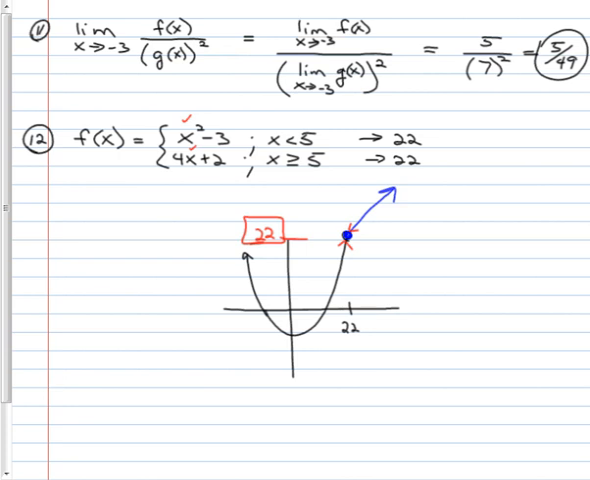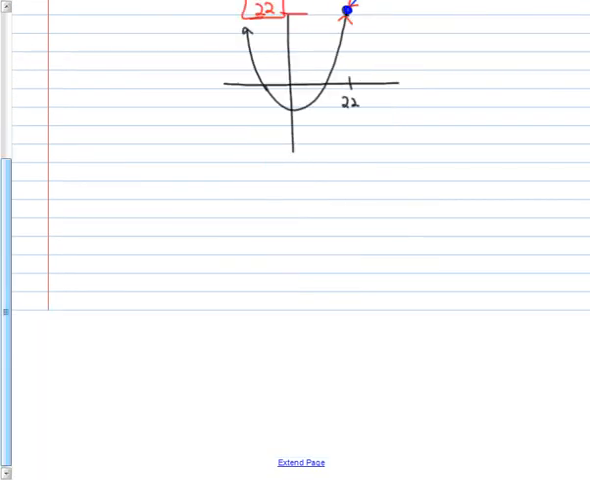Number 13. For the function f of x equals 3 sine x over x, find the limit of this function as x approaches infinity.